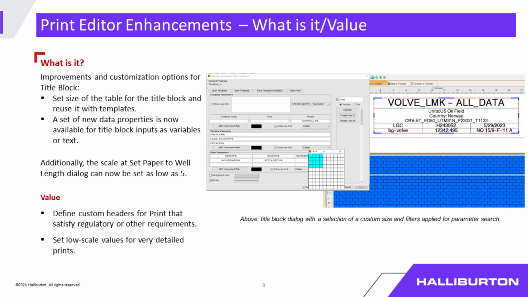Several improvements have been added to the title block. It is now possible to customize the size of the table for the title block and reuse it with the templates. A set of new data properties is now available for the title block inputs as variables or text. On top of that, there is a filter that helps to quicker find necessary inputs about the data. Scale at set paper to well length dialog can now be set as low as 5, which allows for very detailed reports.